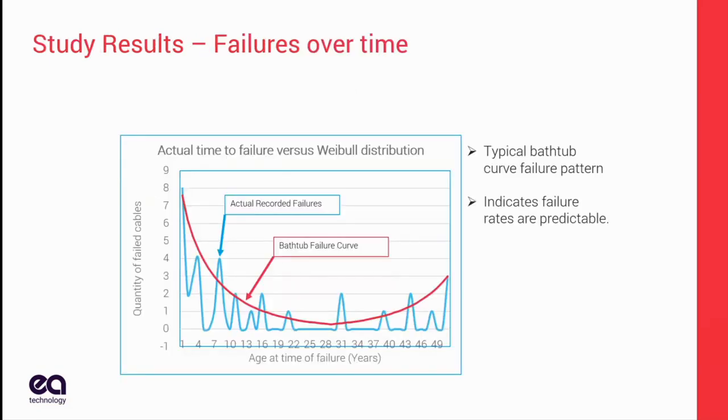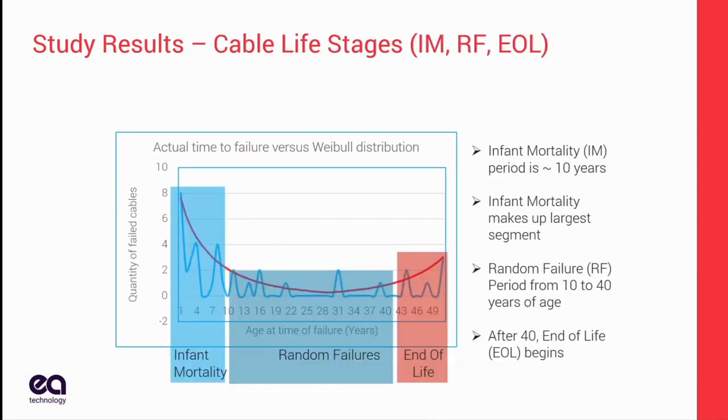First thing we determined was they do have a relatively predictable failure curve. It looks like the failure curve you would see from anything else, typically called a Weibull distribution. So you have an infant mortality period, then a longer period of random failures, and then as things get toward the end of their life, you get more failures that would be considered end of life. So we broke this down into 3 groupings: infant mortality, random failures, and end of life.